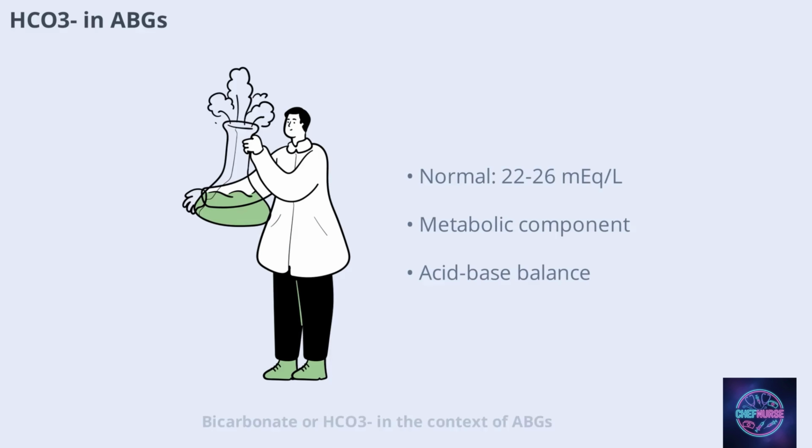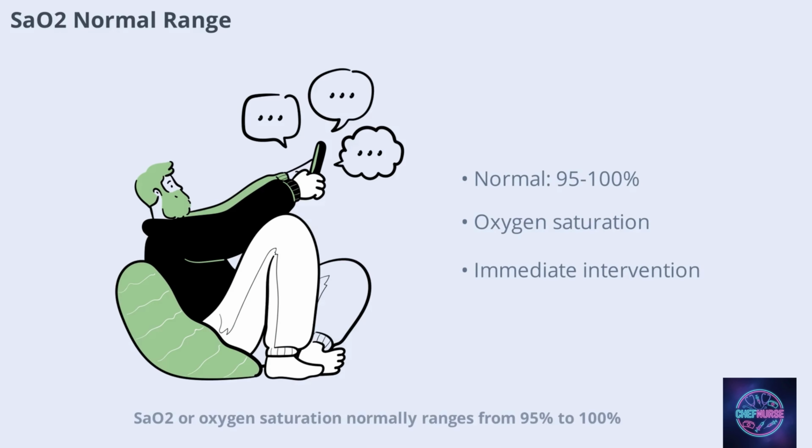Bicarbonate, or HCO3, in the context of ABGs has a normal range of 22 to 26 mEq/L. It reflects the metabolic component of acid-base balance. Low HCO3 indicates metabolic acidosis, while high HCO3 suggests metabolic alkalosis. For the NCLEX, you'll need to interpret HCO3 alongside pH and PaCO2 to determine the type of acid-base disorder. SaO2, or oxygen saturation, normally ranges from 95% to 100%.